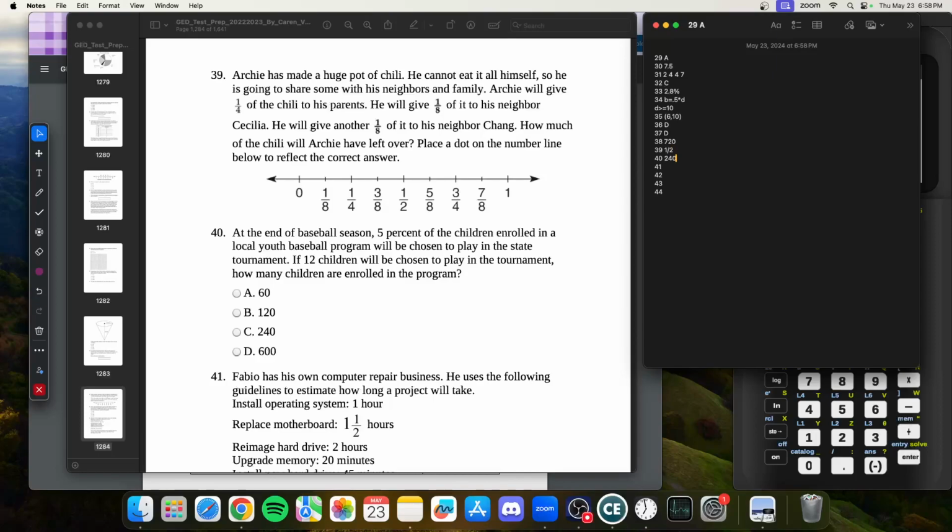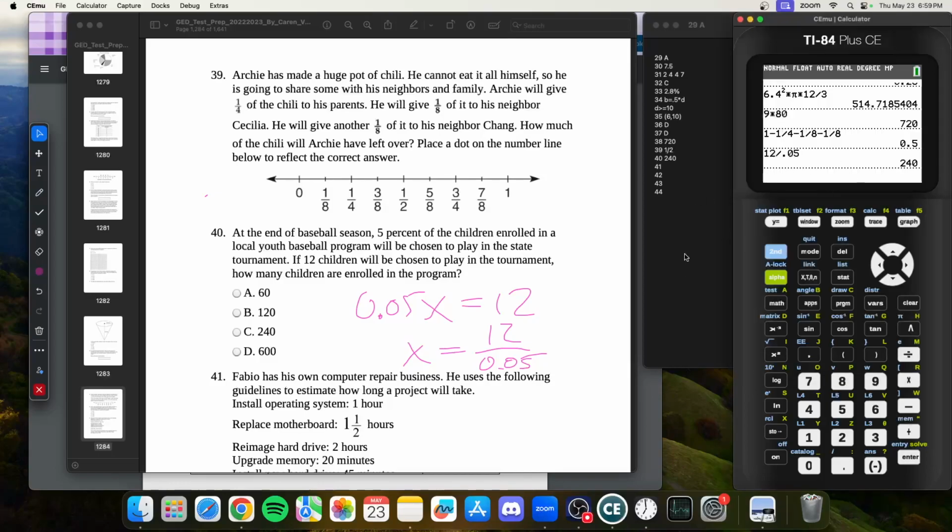Well, how did I get that? They told us 5%, so let's say x represents the number of children in the program, and 5% of them is 0.05 times x, which gives us 12, right? Well, then that means x is equal to 12 divided by 0.05, just basic algebra. It's 240. And obviously you can work backwards from the answers here, right?